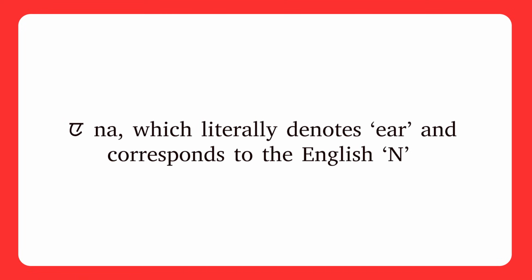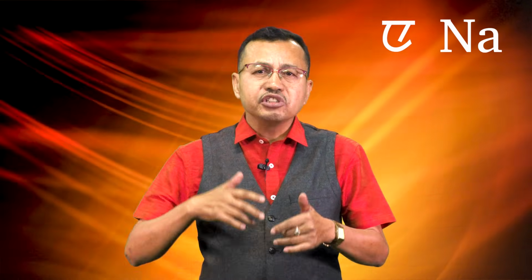Now let us turn to the sixth letter Na, which literally denotes ear and corresponds to the English N with the phonetic value na. Orthographically, the character consists of a primary vertical stem whose upper segment curves outward to the left, creating a pronounced concave contour on the left side of the glyph. This leftward curvature is the distinctive graphic feature of the letter and motivates its traditional association with the anatomical form of the ear.